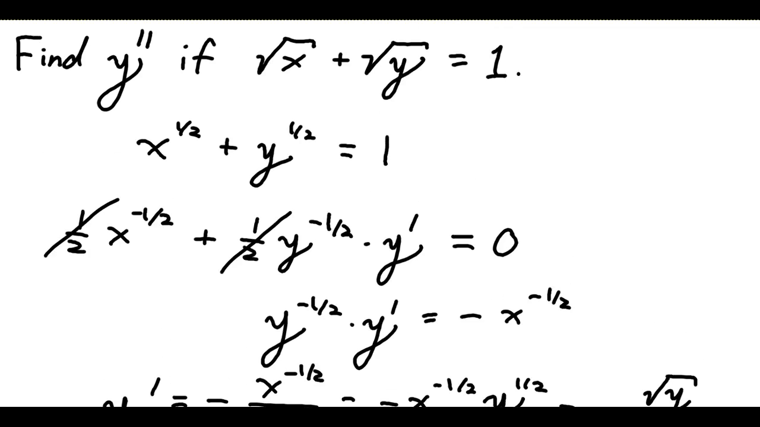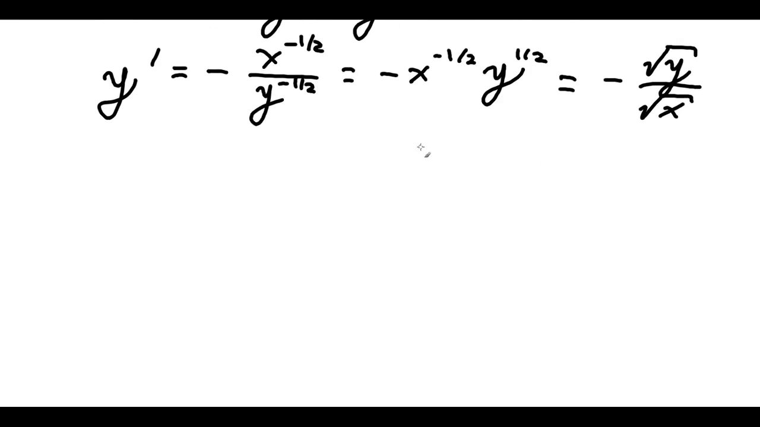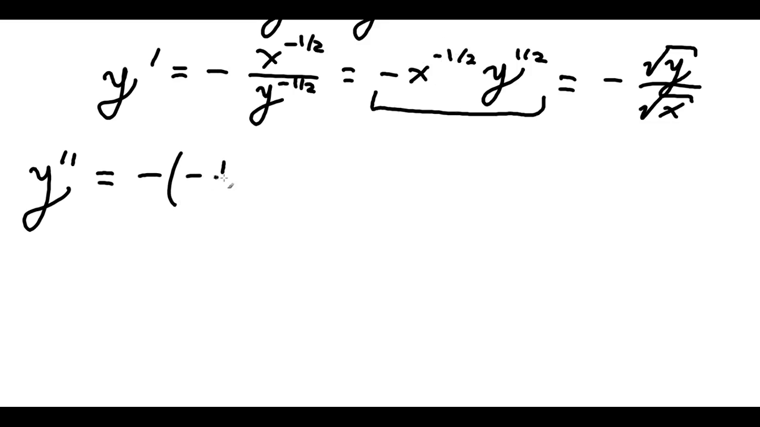We wanted y double prime, so let's differentiate this again. We could use this radical form and use the quotient rule, but let's not. We have this nice form right here. Just a little bit of product rule there. So we have the derivative of the first factor, x to the negative 1/2. That is negative 1/2 x to the negative 3/2, times y to the 1/2.